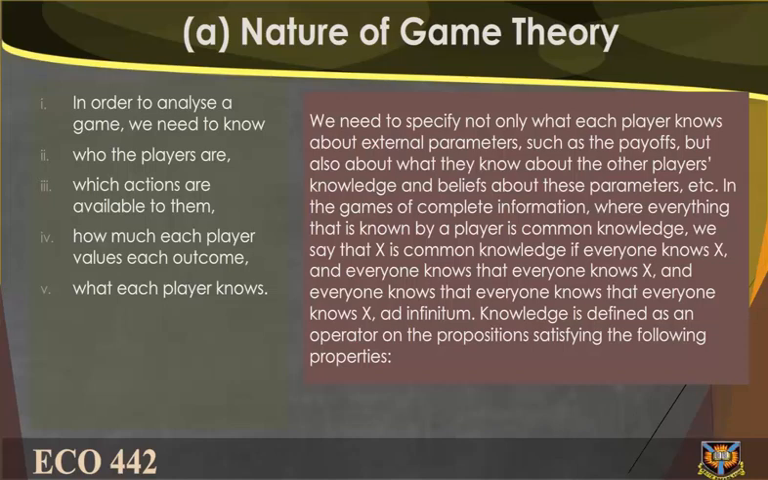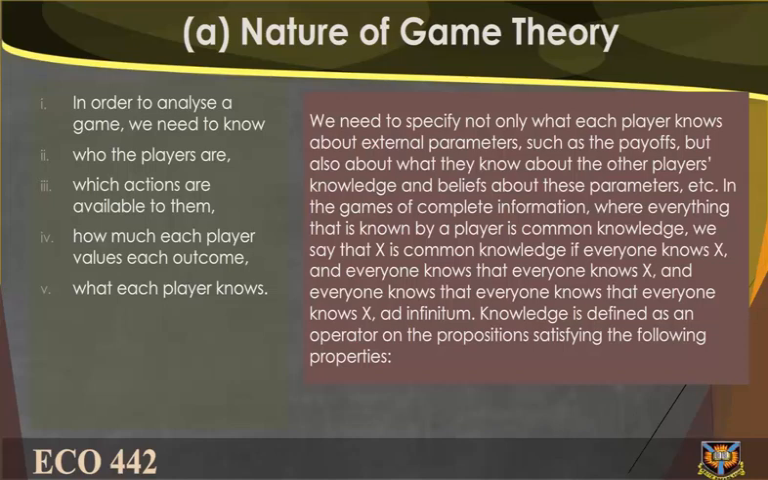In order to analyze a game, we need to know: 1. Who the players are, 2. Which actions are available to them, 3. How much each player values each outcome, 4. What each player knows. We need to specify not only what each player knows about external parameters, such as the payoffs, but also what they know about the other players' knowledge and beliefs about these parameters, etc.